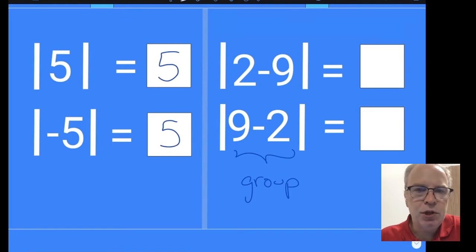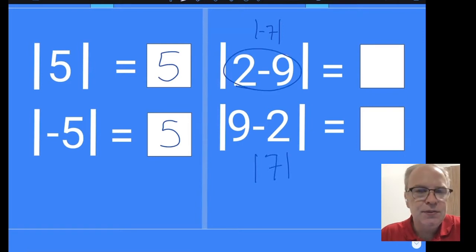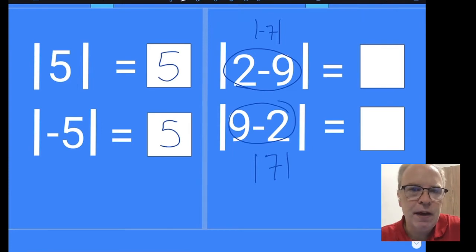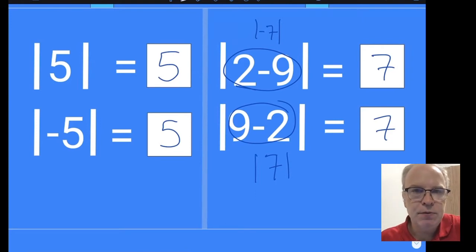Now absolute values also are grouping symbols. So we kind of have to jump inside sometimes and do what's inside first. So this first one is the absolute value of negative 7, whereas the second one there is the absolute value of positive 7, because 2 minus 9 is negative 7 and 9 minus 2 is positive 7. All right, so what's the absolute value of negative 7? 7. What's the absolute value of positive 7? 7. So these are both 7. Absolute value of negative 7, absolute value of positive 7, all is the same thing as 7 because, again, absolute value just means, hey, I don't care about the sign at all. All right, let's move on here.